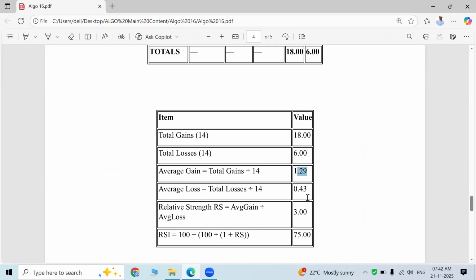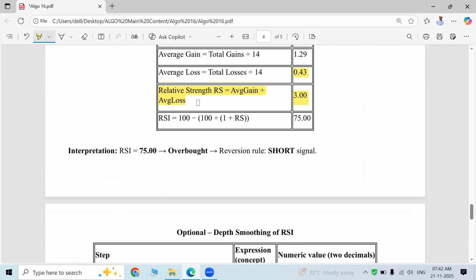So now the average gain upon average loss is considered to be as RS. So for our case, the average gain is 1.29. The average loss is 0.43. So that means the relative strength is 3. Okay, once we get the relative strength, 100 minus 100 divided by 1 plus RS is considered to be as 75, and we interpret as, okay, it's a short signal.